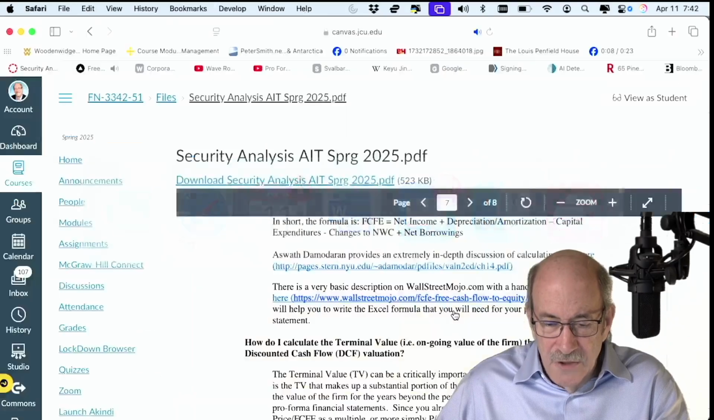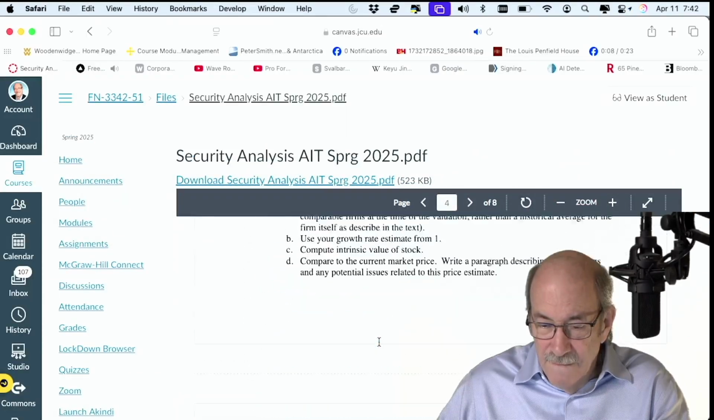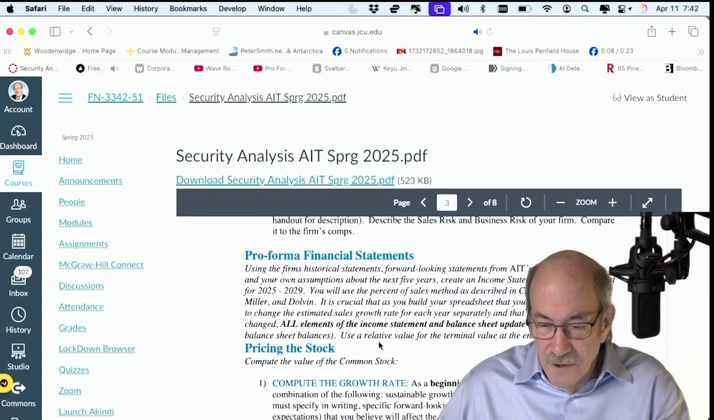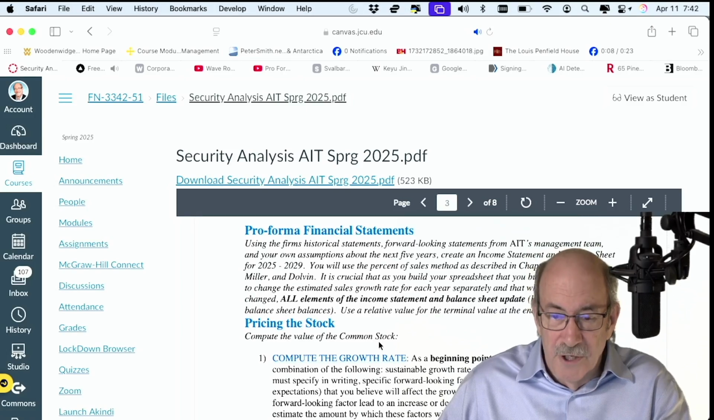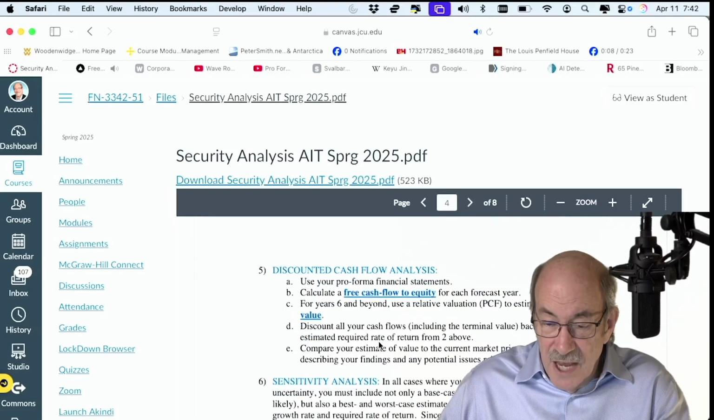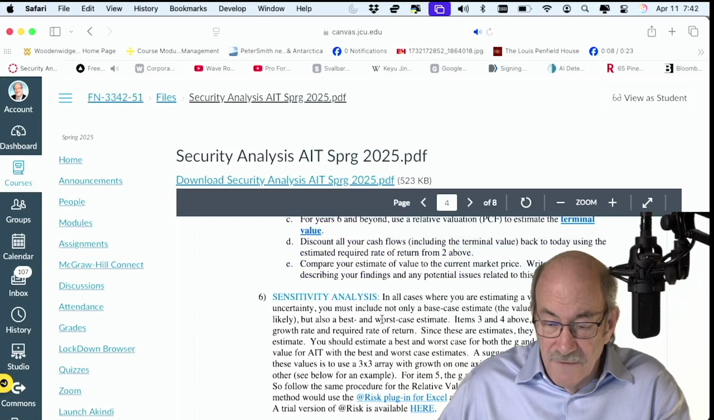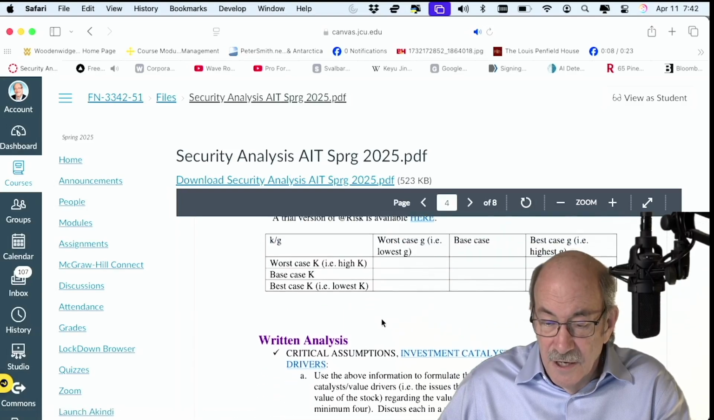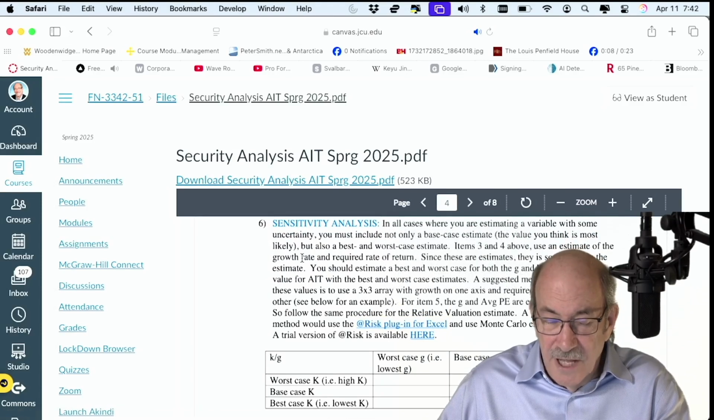Yeah, the whole thing is right here. Let's see. So you're starting right here for the second deliverable. So we did the pro formas, and we did the DCF part of it. So this part 5, that's what we just covered. You'll also want to do some sensitivity analysis, and then that's the end of the deliverable too. So there's a lot of work in here.